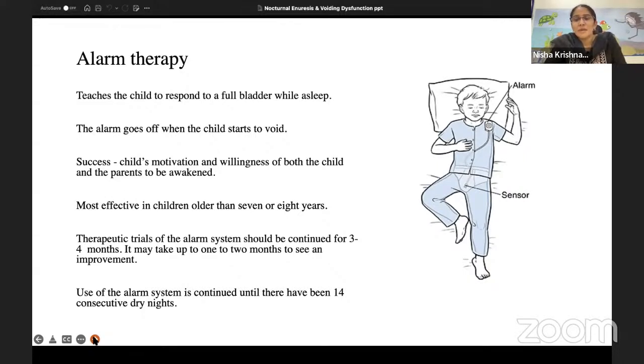So alarm therapy is something which you have to give time for the child to get adapted to and to understand. And our response to this therapy cannot be something which we evaluate over a week or two, but it has to be done over a month or two. And once we get a consecutive 2 weeks of dry nights without any incontinence episode, we can consider it as a successful outcome. Now, alarm therapy of all the therapies is the most successful because you're training the child to get up and void, and it's most likely to have the least relapse rates.